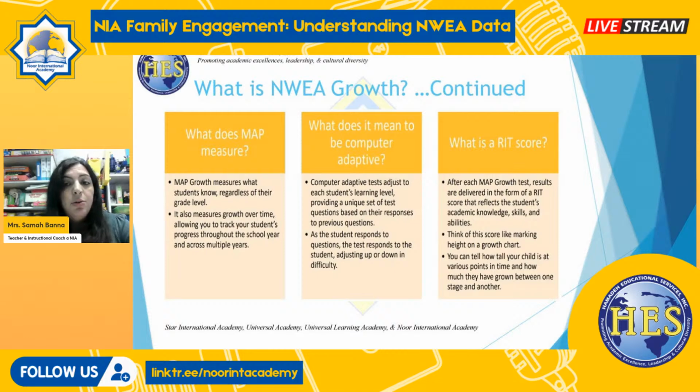The RIT score is basically their score when they finish taking the test. So after the test is done, the results are delivered as a RIT score, and it reflects the student's academic knowledge, skills, and abilities. You can tell where your child's at based on their final score for the test. And I'm going to show you some charts that help you gauge where your child is at academically.